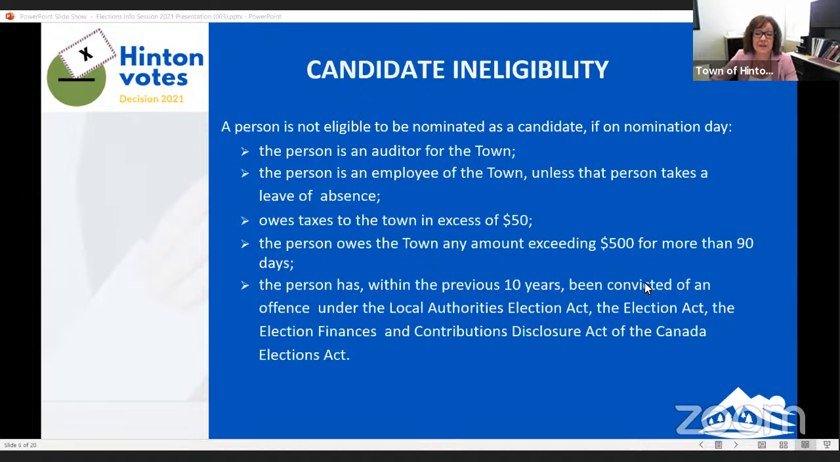A candidate is not eligible to be nominated if on nomination day, the person is an auditor for the town, is an employee of the town unless that person takes a leave of absence, owes taxes to the town in excess of $50, or owes the town any amount exceeding $500 for more than 90 days, or has within the previous 10 years been convicted of an offense under the Local Authorities Election Act, the Election Act, the Election Finance and Contributions Disclosure Act, or the Canada Elections Act.